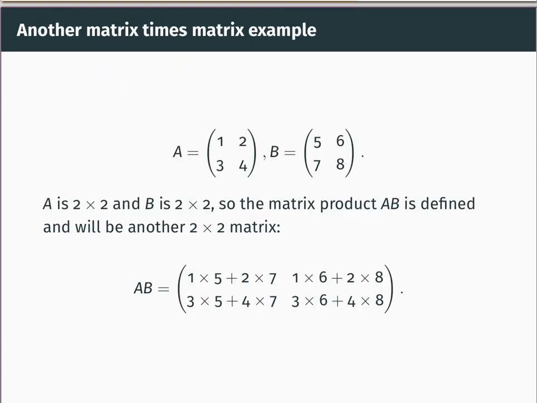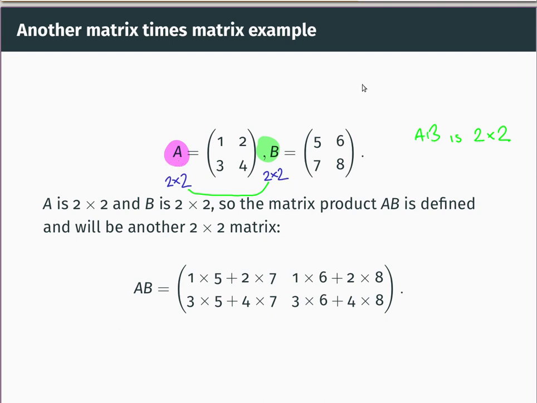Let's do another example now, where we have the matrices A and B shown here. So A is the 2 by 2 matrix 1, 2, 3, 4, and B is the 2 by 2 matrix 5, 6, 7, 8. So in this case, A is 2 by 2, B is 2 by 2, and the number of columns of A equals the number of rows of B. They're both 2. So that means we can multiply the two matrices, and the result will be 2 by 2. The number of rows of A, which was 2, and the number of columns from B, which is 2.